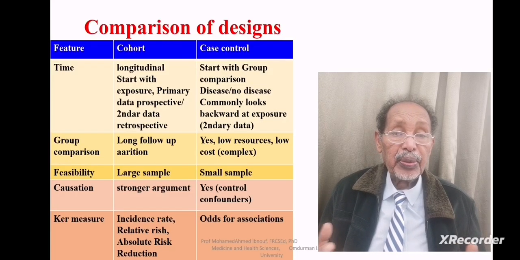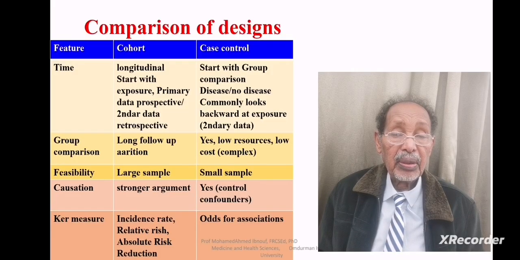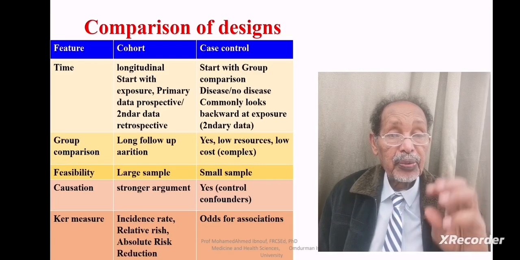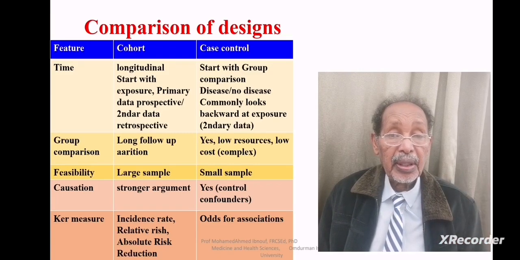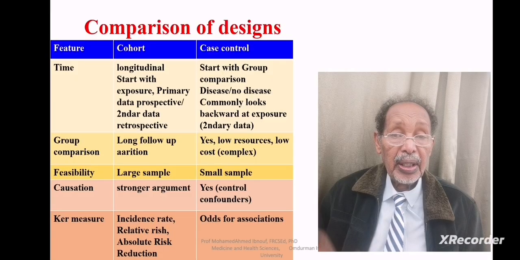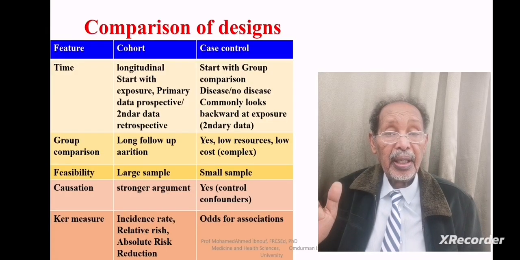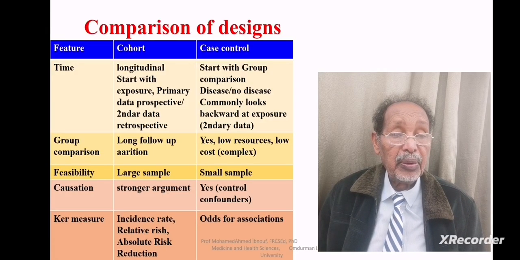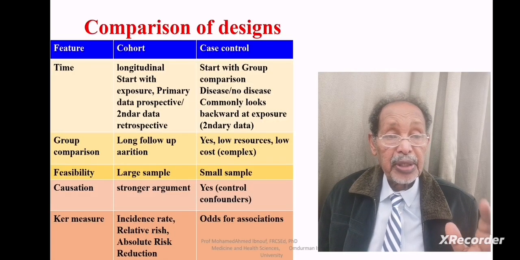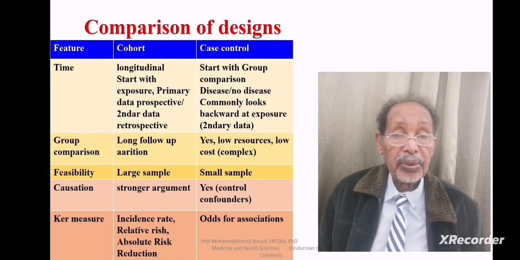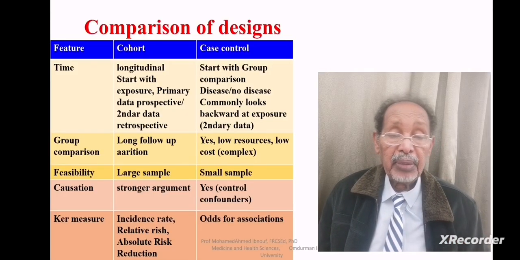Now, comparison between the cohort and case control. The cohort takes longer time than the case control because, as I said, most of the time case control is retrospective, it doesn't take much. And in the cohort, the cost is high. And because of the follow-up in the cohort study, there will be attrition in the number of cases. Some of them will refuse continuing with the research, and some of them might die or get lost, and something like that.